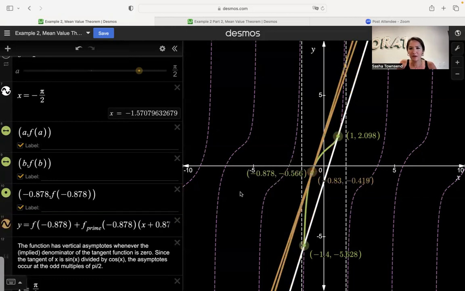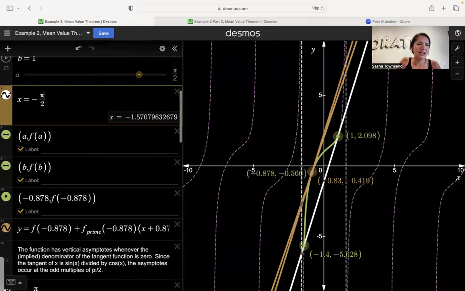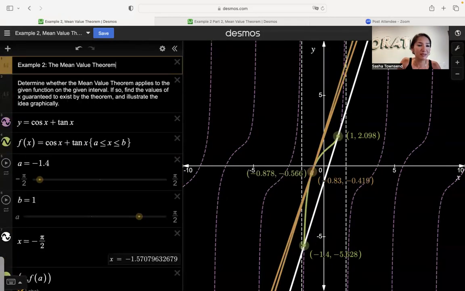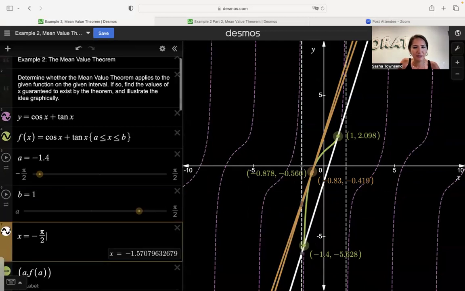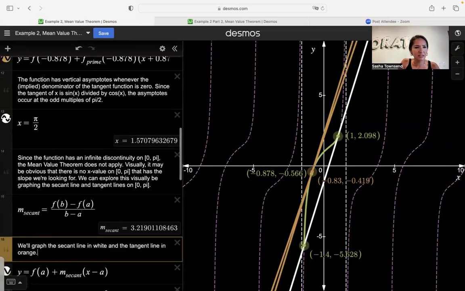And we can see just from our graph that the slope of the secant line, which is the slope of this white line, and the slope of the tangent line at negative 0.878, that's one of these orange lines, are the same because those two lines are parallel to each other. Let me get rid of that other orange line.